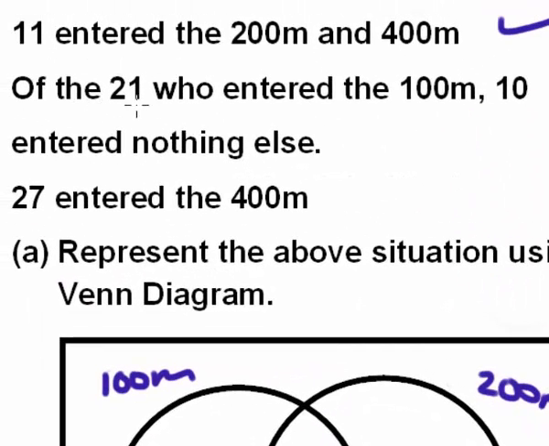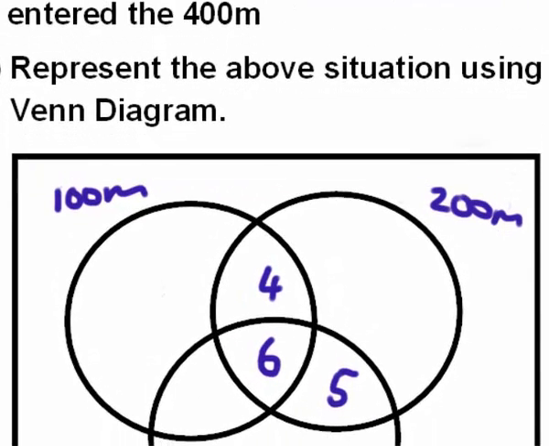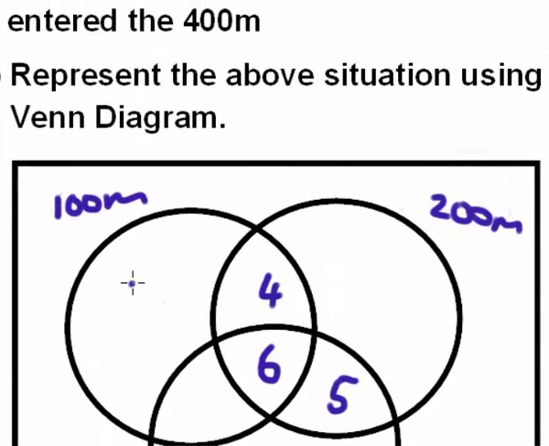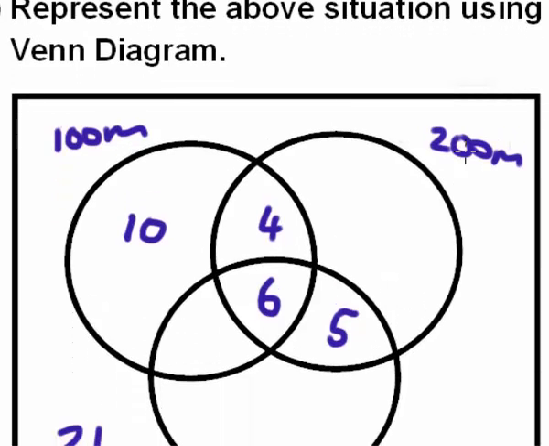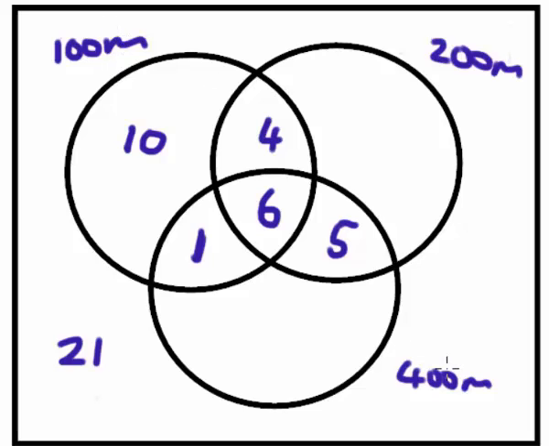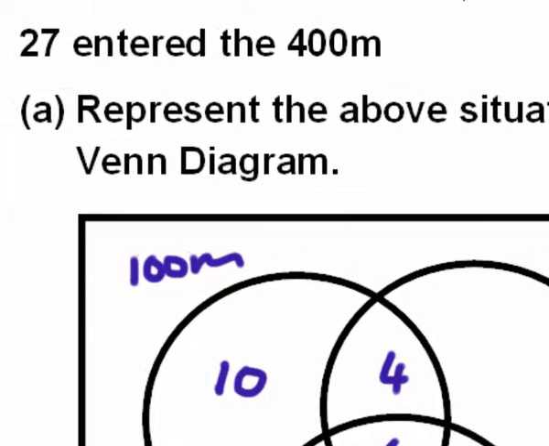Okay, let's see what else we've got here. It says, of the 21 who entered the 100 meters, 10 entered nothing else. So 10 in the 100 meters did not do anything but the 100 meters. But there were 21 athletes who did the 100 meters. Now 10 plus 4 is 14, plus 6 is 20. So there's the remaining one. He falls in the situation where there was the 100 and the 400. So that's 21.